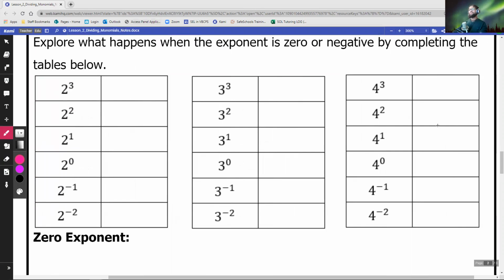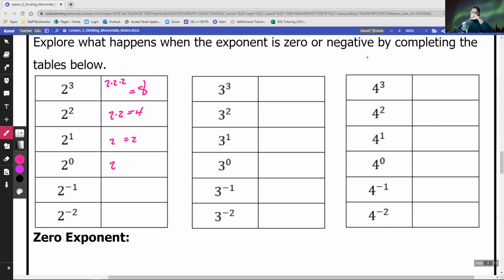So 2 cubed is 2 times 2 times 2. 2 times 2 is 4, times 2 is 8, and we end up with 8. 2 squared is 2 times 2, and that's 4. Then 2 to the 1 is just 2. And then 2 to the 0.